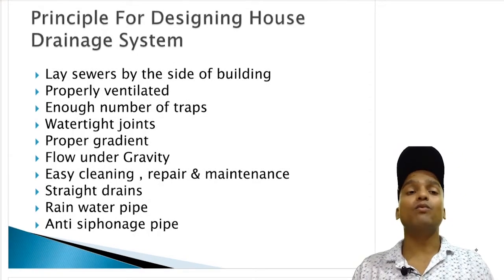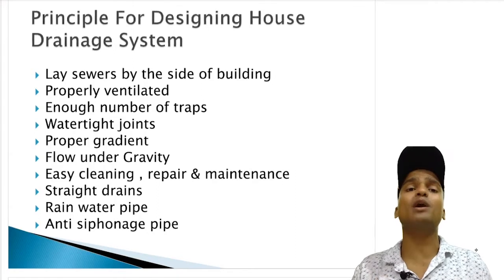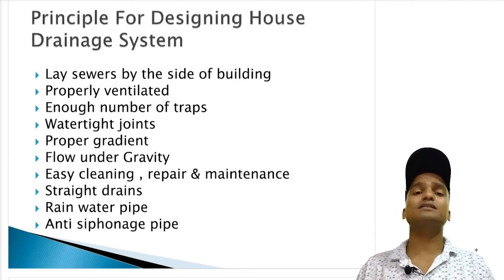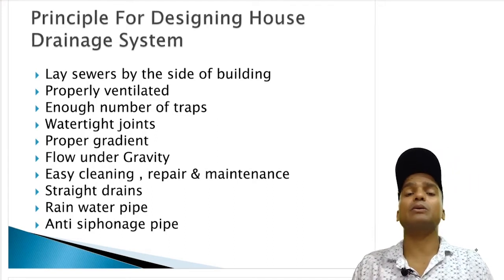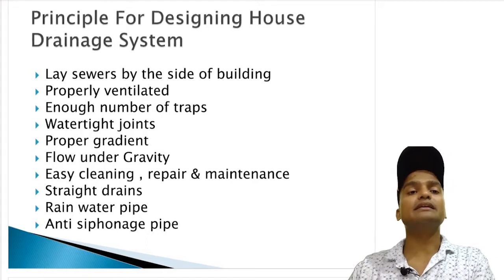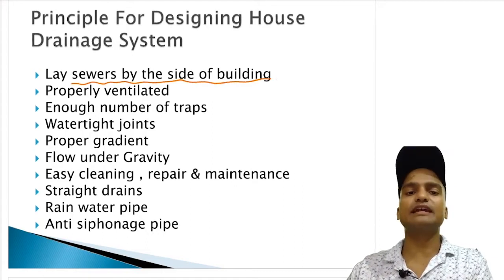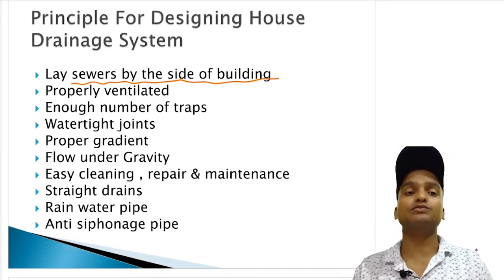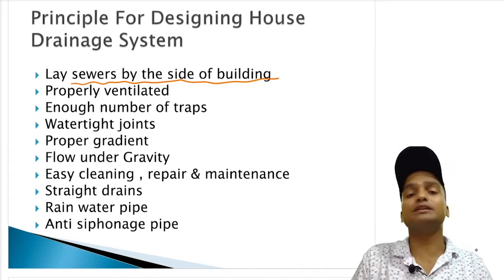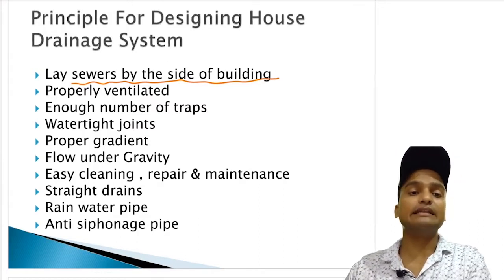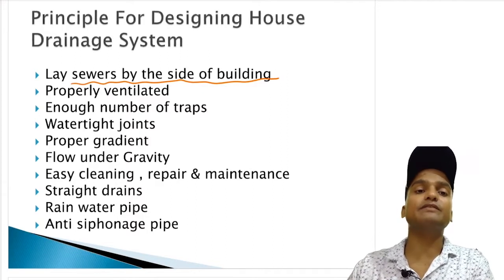Alright, so what are the most important principles or requirements for designing a house drainage system? The principles which we can't compromise. There are different principles laid down here, like laying sewers by the side of the building. This is very important. Before constructing even our own house, we first have to lay down the drains or the sewers for proper discharge, and then the sewage system should be properly ventilated.